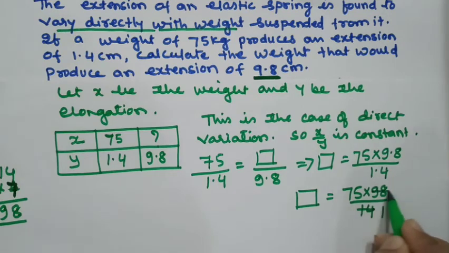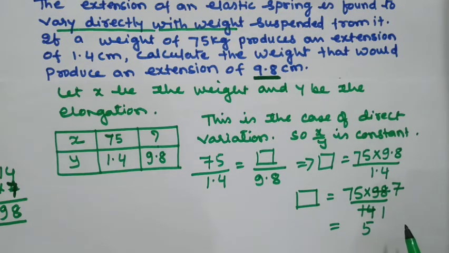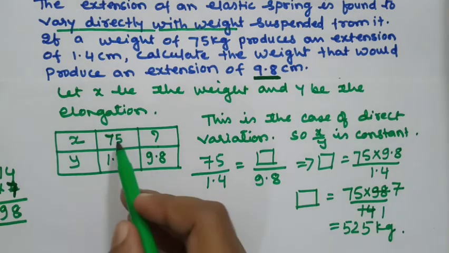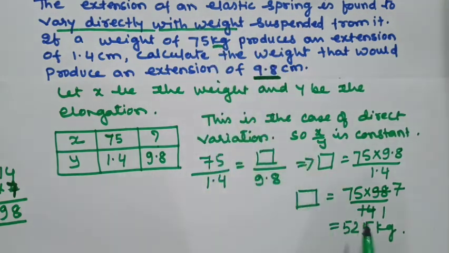So 75 into 7. 75 into 7 will give you 7 5s are 35, 3, 49 and 3, 52. So you will get 525 kg, because you are taking 75 kg. So you are getting 525 kg.